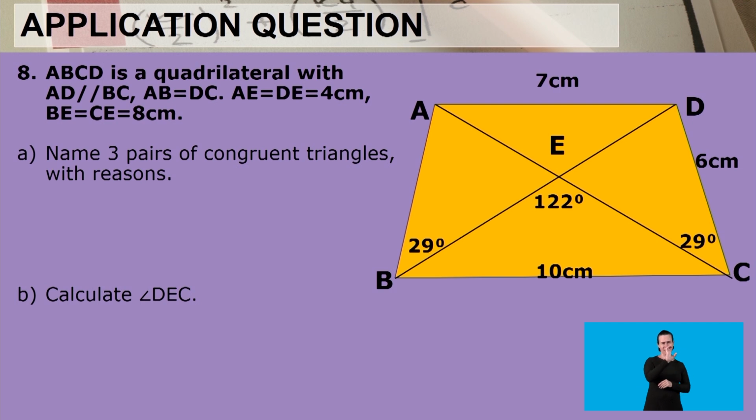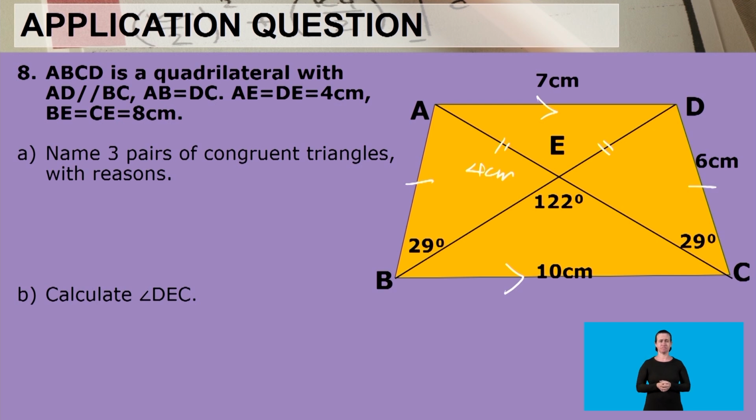ABCD is a quadrilateral with AB parallel to BC, all right, and AB equals BC, and AD parallel to BC, and then AE equals DE, and they're equal to 4 centimeters.